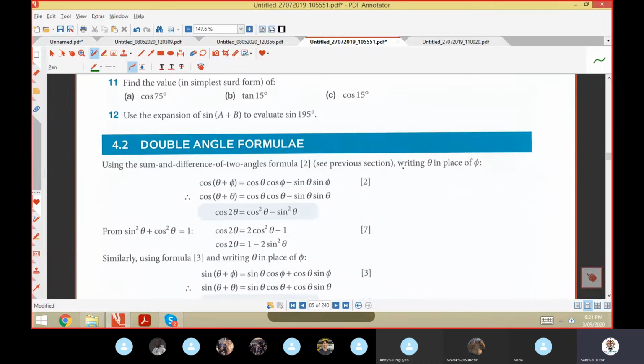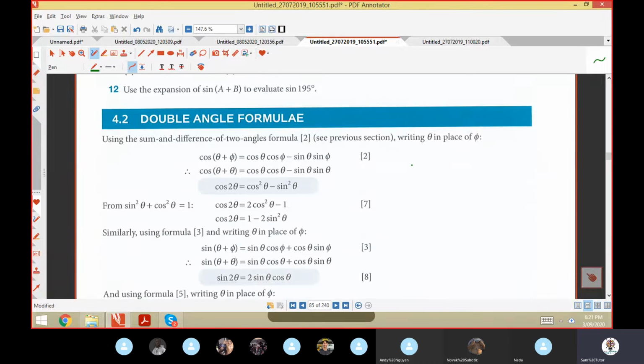Question 12, let me just have a look. 195. Can you guys tell me the numbers you would have chosen for 195? What are the angles that you're going to choose for 195? What are the angles you like? What's the first one that you like? Start with the first one. 30, 45.